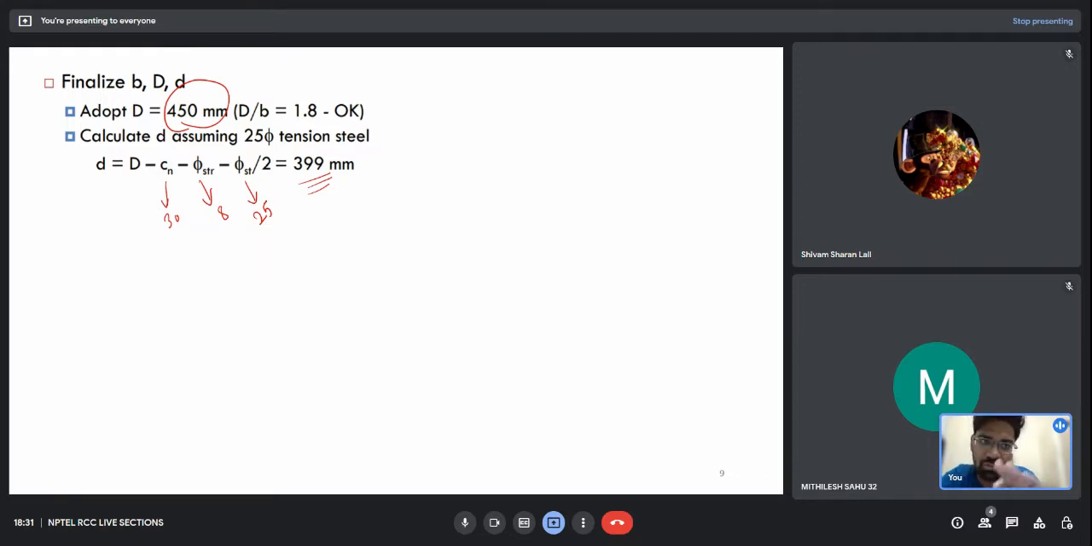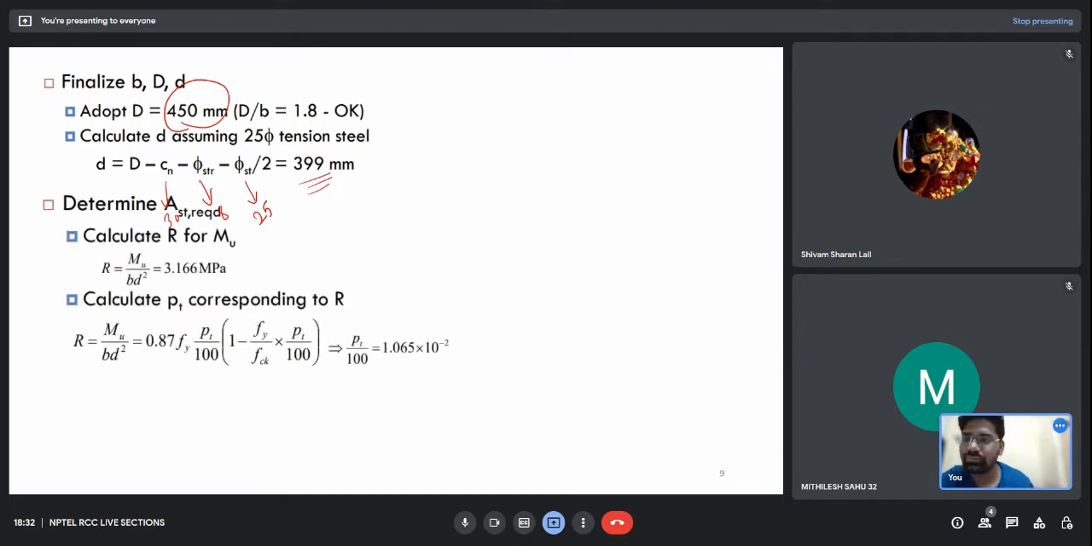So just remember the steps. Firstly we assumed a trial. For that trial, I calculated the Mu. Mu is the moment for which I have to design the beam. Once I get that moment, I calculate the minimum depth of beam which is required for that moment. Then, based upon my calculation, I assume the depth which would be economical, and then I calculate the effective depth. Okay, now let's move on further.